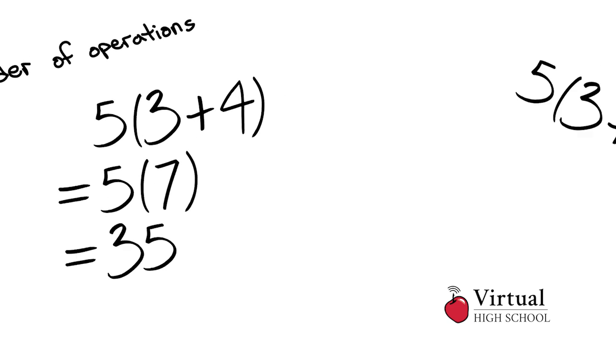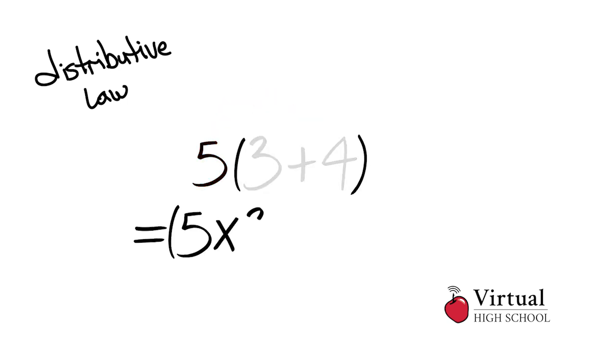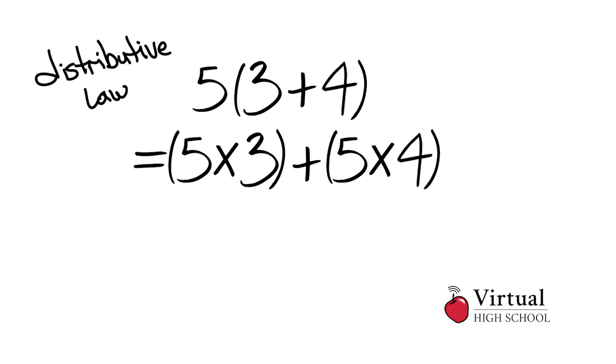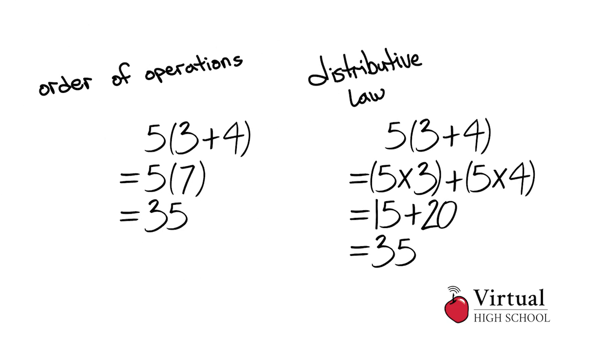Another way to solve this is to use the distributive law. This method tells us to distribute the leading term into each term within the set of brackets. So 5 is multiplied by 3, and 5 is multiplied by 4. Simplify within the brackets. 5 multiplied by 3 is 15, and 5 multiplied by 4 is 20. Adding these values gives us 35. Notice that this is the same outcome as the first method.